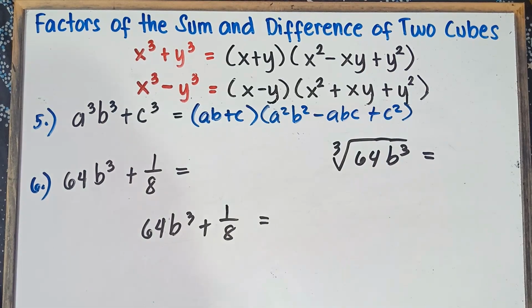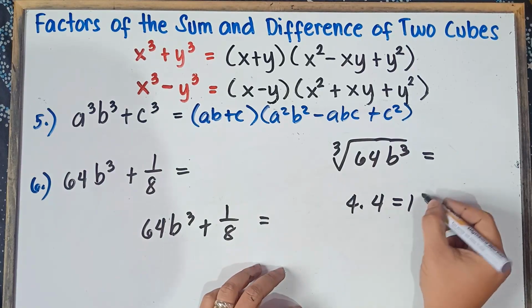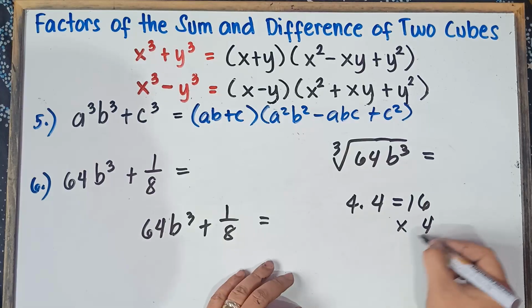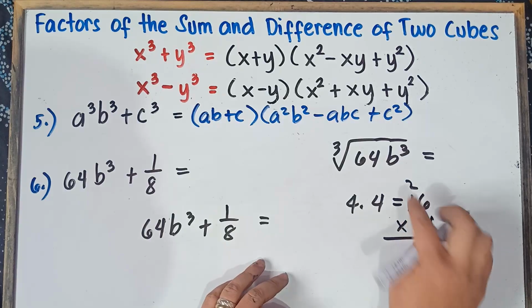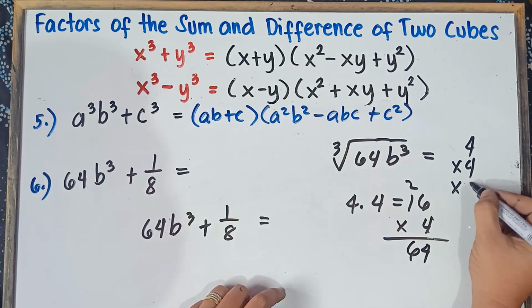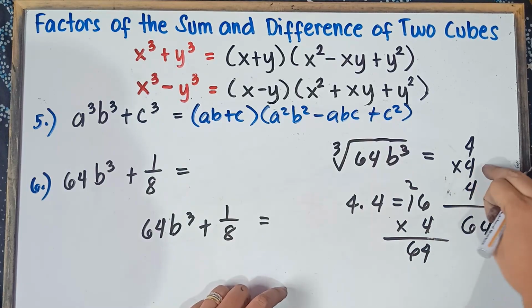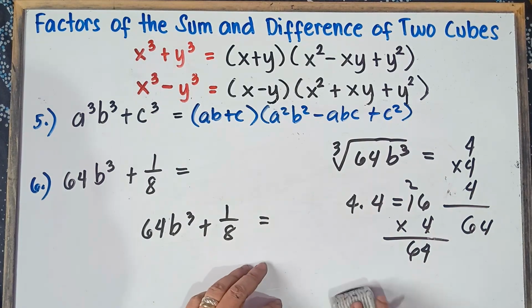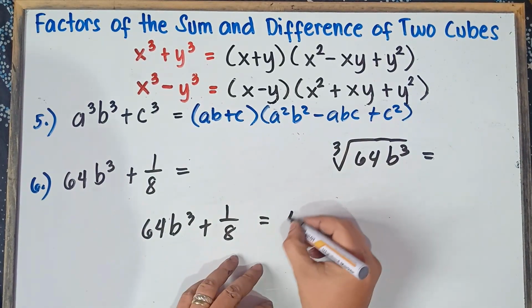Think of a number that when you multiply it by itself 3 times, you will get 64. That's correct. That would be 4, right? 4 times 4, that would be 16. And then 16 times 4: 4 times 6 is 24, carry 2. 4 times 1 is 4 plus 2, that would be 6. So therefore, 4 times 4 times 4 is equal to 64. So once again, class, 4 times 4 is 16, times 4 is equal to 64. So therefore, the cube root of 64 is equal to 4.